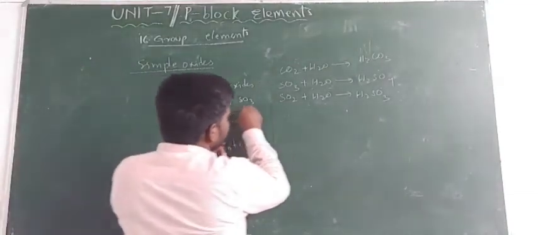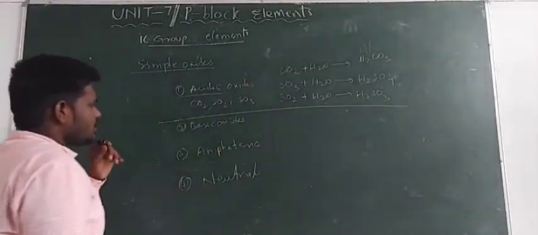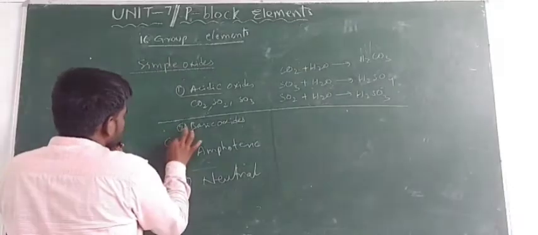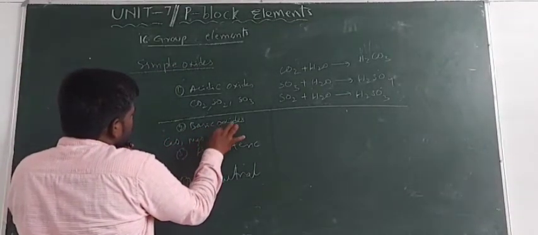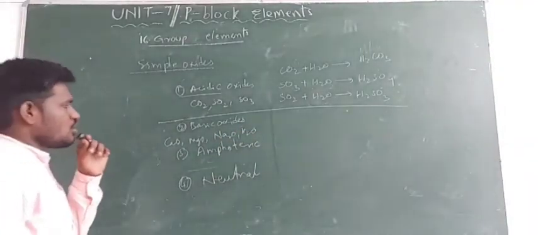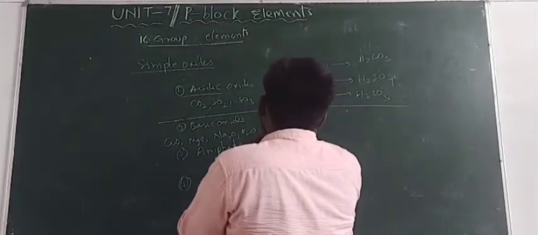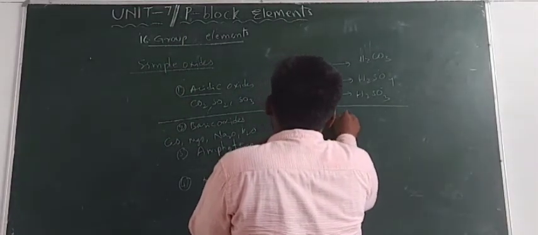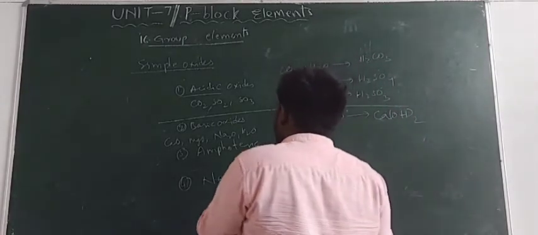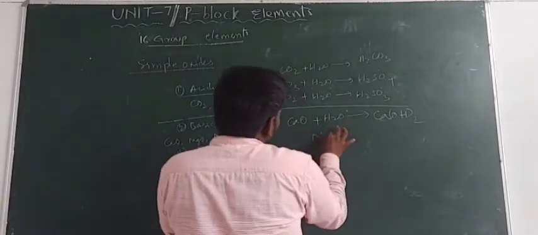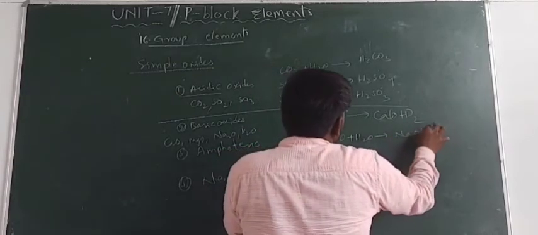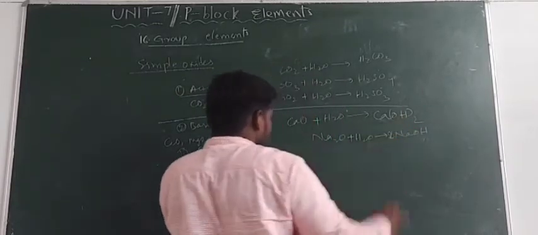And the next one, basic oxides. Basic oxides are the oxides that give bases when they are dissolved in water. Examples are CaO, MgO, Na2O and K2O. When CaO is treated with water, it produces calcium hydroxide, Ca(OH)2. If you take Na2O and dissolve it in water, we get NaOH, here 2 moles of NaOH.